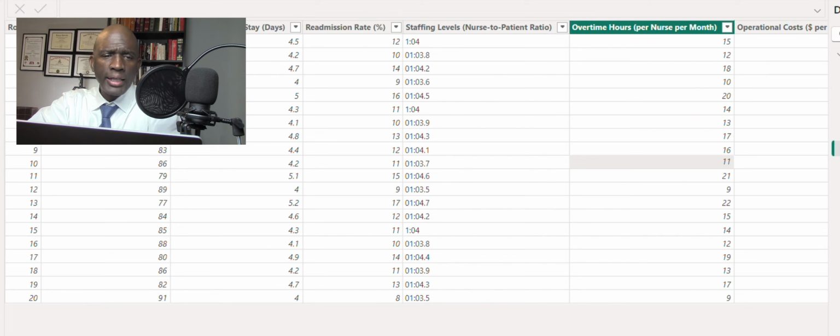So when I look at this first column and it is giving me patient satisfaction score, the first thing that tells me is we want to know how that patient felt. How did they feel about the services that were rendered to them, right?